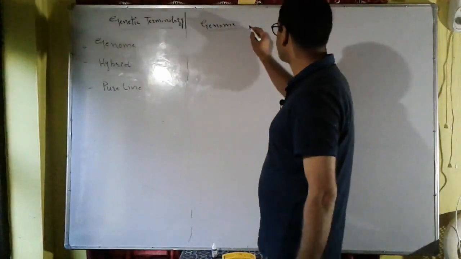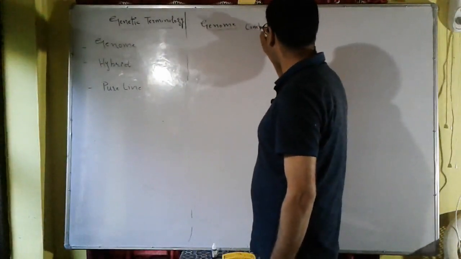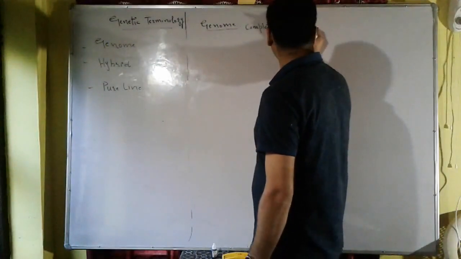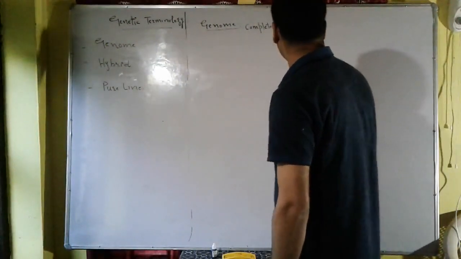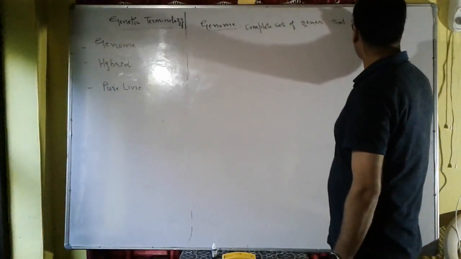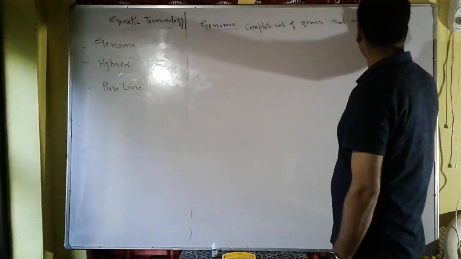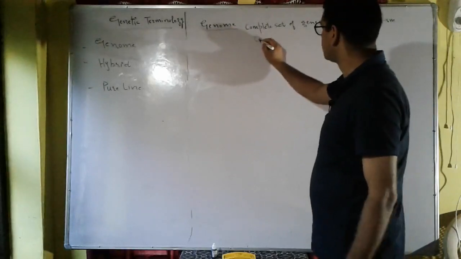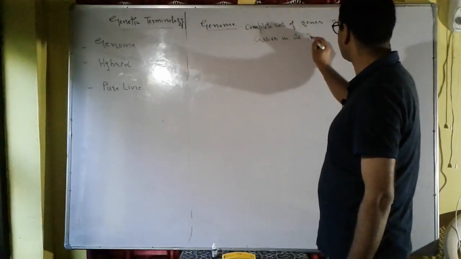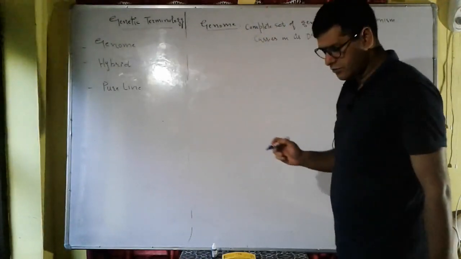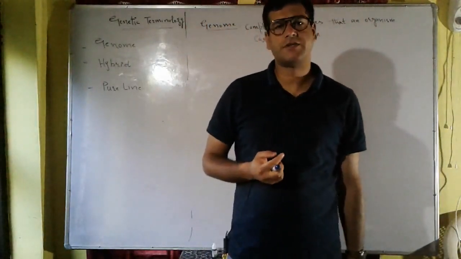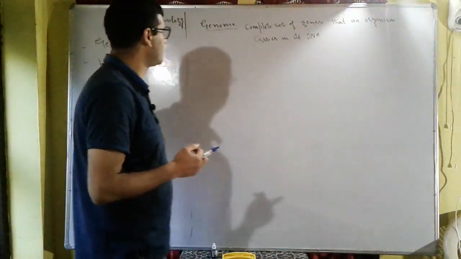So we can say that it is a complete set of genes that an organism carries in its DNA. What do you mean by genome? It is the complete set of genes or the complete set of genetic information present in an individual. That is what is called as genome.